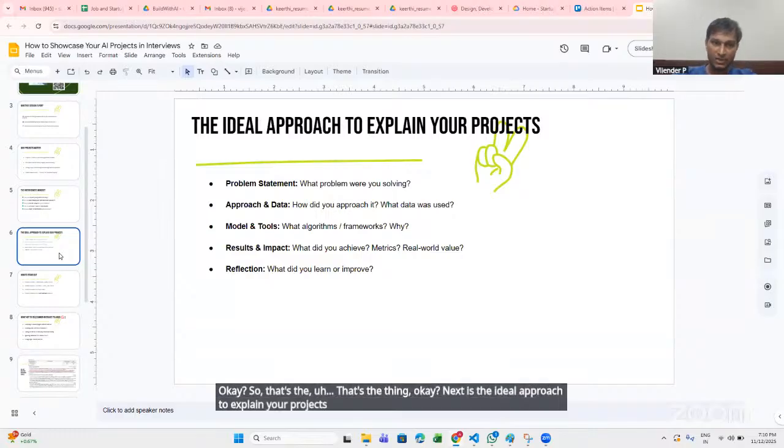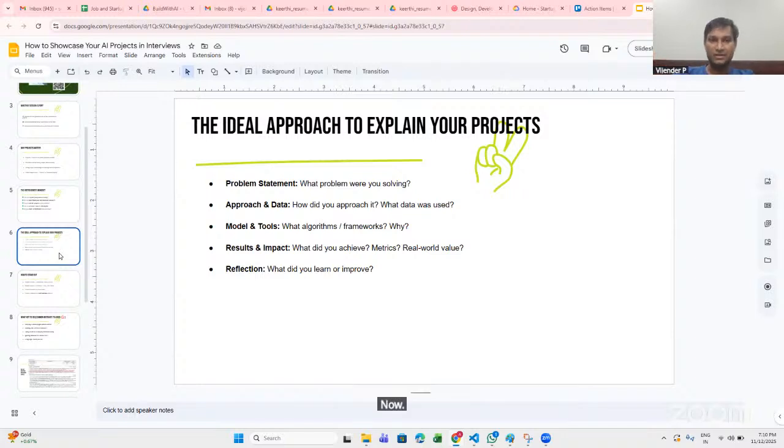So far we've seen what the important aspects are, what the recruiter looks for, and all those things. Now we'll look at what the ideal approach is to explain your projects.